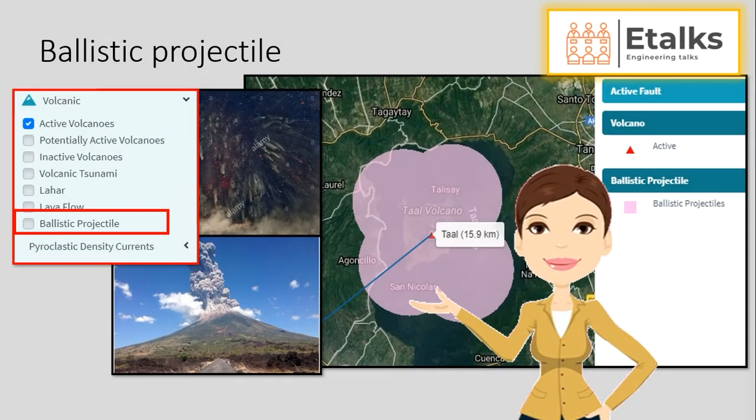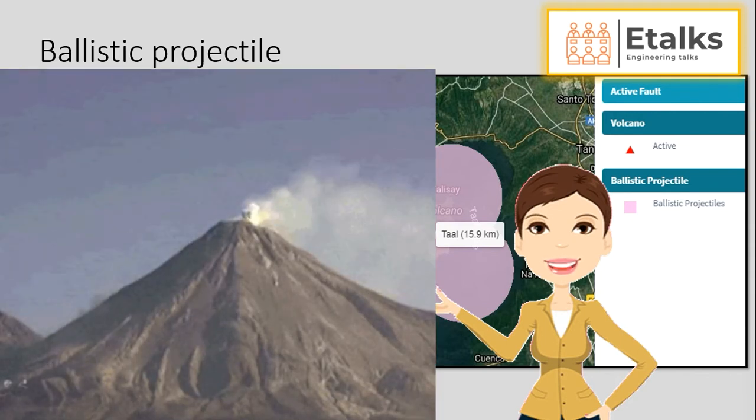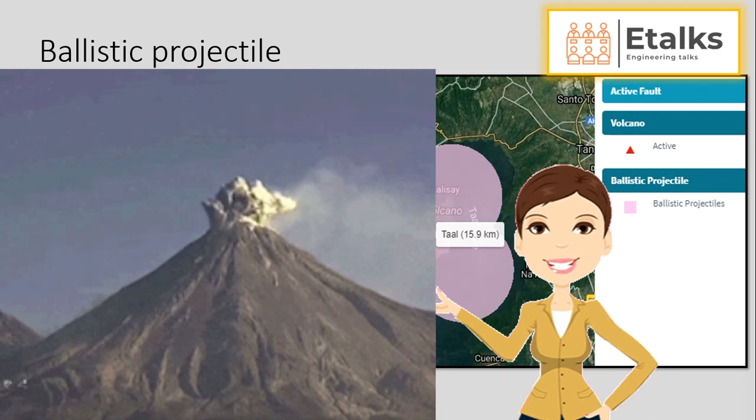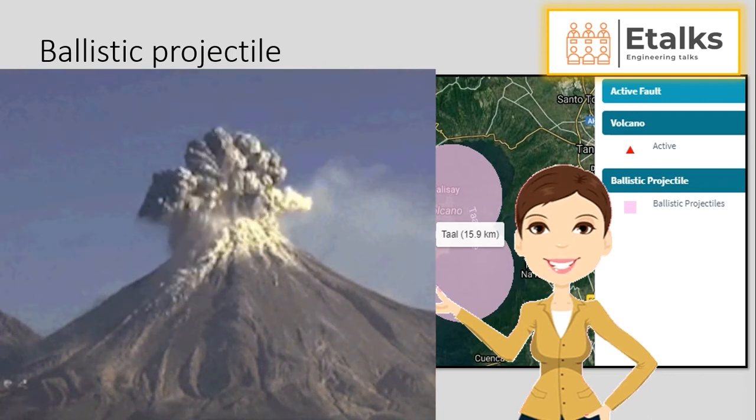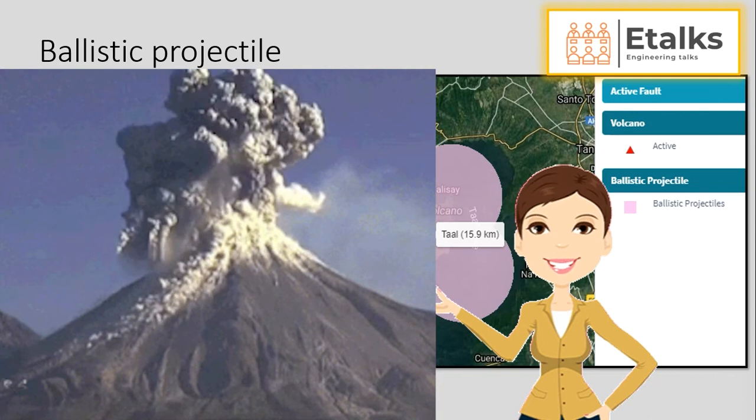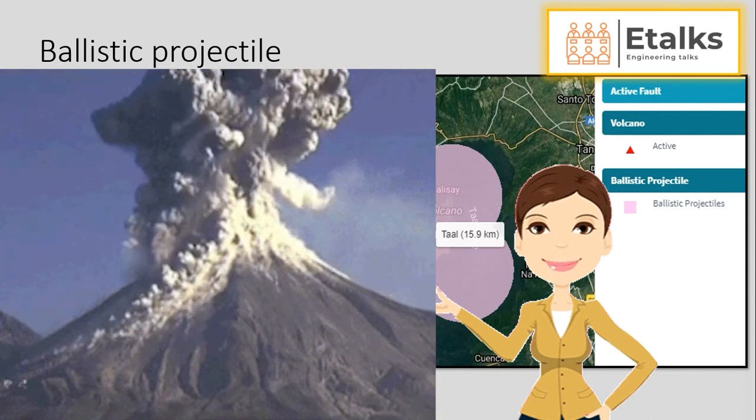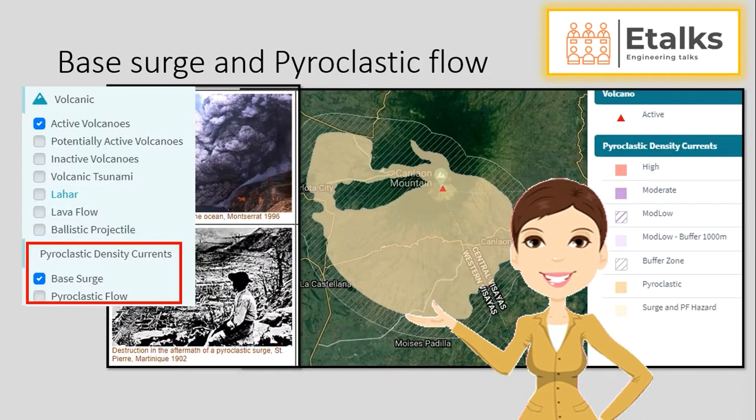Ballistic projectile. Ballistic projectiles are rocks that an erupting volcano may hurl into the air. These blocks and bombs travel like cannonballs and usually land within 2 kilometers of the vent, but can travel as far as 5 kilometers, or even further, if the eruption is very explosive. Pyroclastic surges. This turbulent cloud of gases and rock debris moves above the ground surface at great speeds.